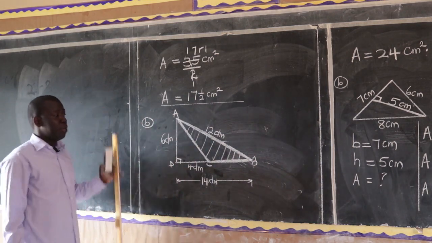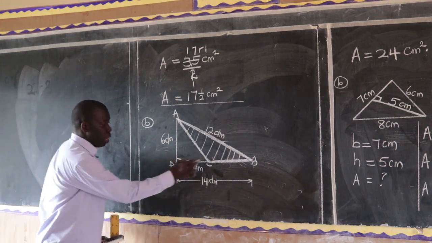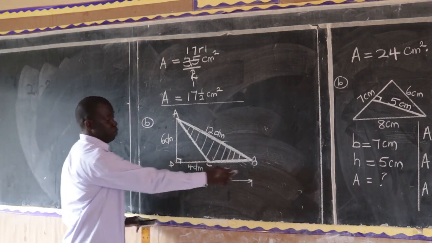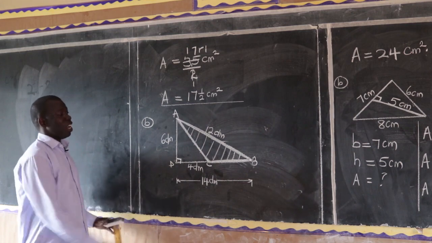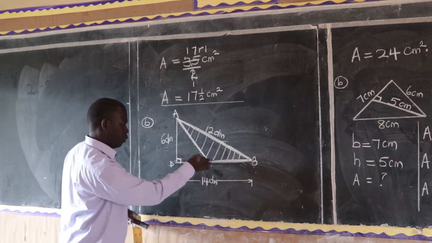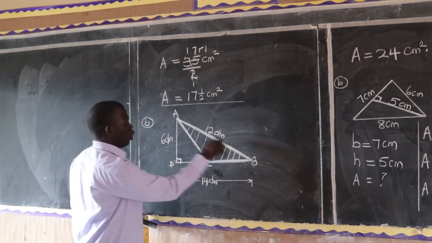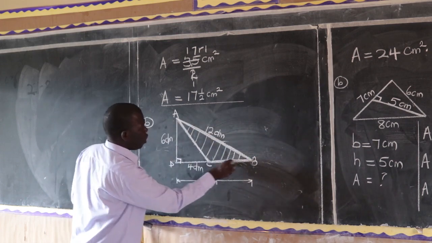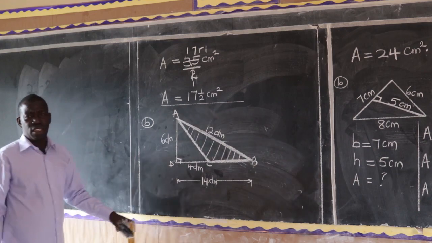ABC. So what is the base of that triangle? Remember, from here up to here is 4 decimeters. From here up to here is 14 decimeters. What is the base? If from here up to here is 14 and from here up to here is 4, what is it from here up to here? Which is the base of our triangle ABC.